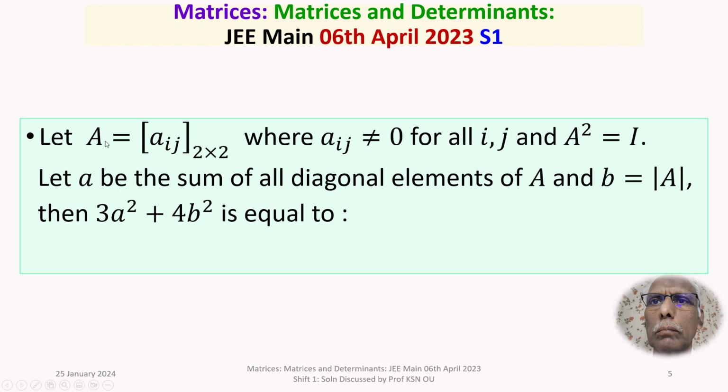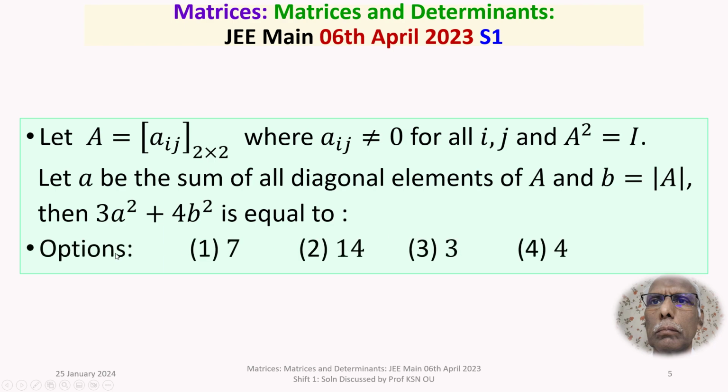We are given capital A, it represents a 2 by 2 matrix whose entries are Aij and Aij is not equal to 0 for all i and j. A square is equal to the 2 by 2 identity matrix. Let small a represent the sum of the diagonal elements of A, that is the trace of A, and b is equal to the determinant of A, then we are required to find the value of 3a square plus 4b square. We are given 4 options.